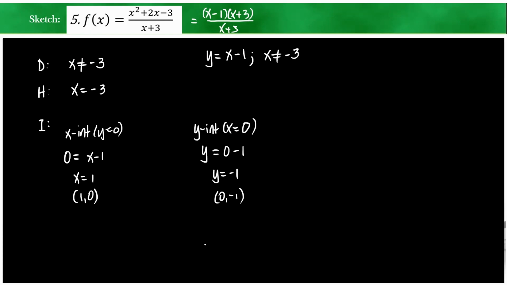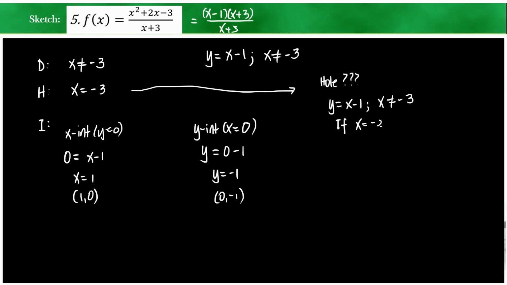Yan. Pero ang tanong, di ba may hole? So let's solve. What's the hole? y equals x minus 1 when x is not equal to -3. So if x is -3, y is -4. Therefore, the hole happens at (-3, -4). Importante to.